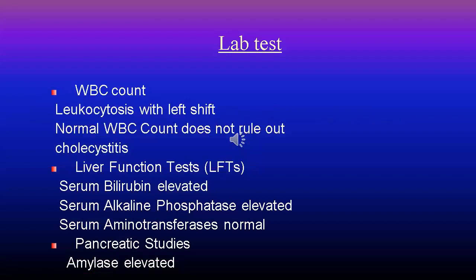As we said before, in this patient we can see the WBC is elevated, and in some cases it is not elevated. Also, there is elevation of liver function tests, AST and ALT, bilirubin may be elevated, serum alkaline phosphatase especially in obstructed cases, and serum amylase in a case of pancreatitis.